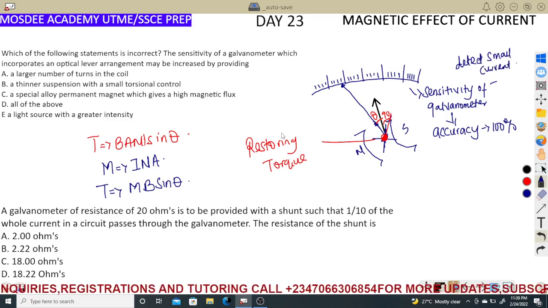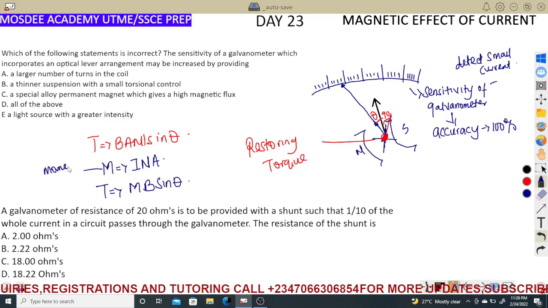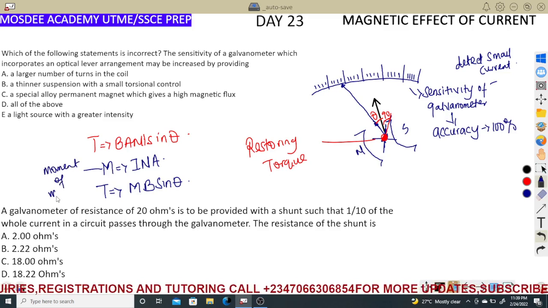Now, when we talk about the magnetic torque that is generated, a quick one. When we talk about magnetic moment rather, this is the moment of magnetism. We've talked about it under magnetism.